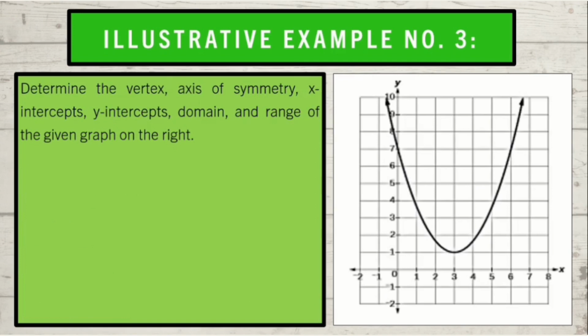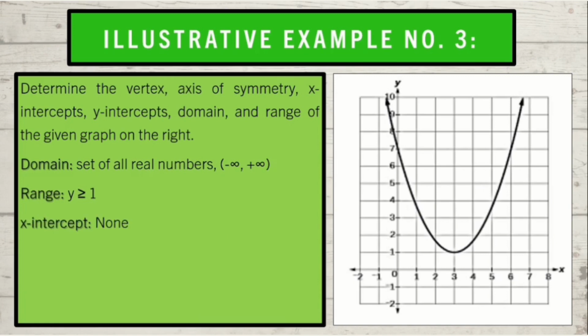Now, let's have example number 3. For illustrative example number 3, we're going to determine the vertex, axis of symmetry, x-intercepts, y-intercepts, domain, and range of the given graph on the right. The domain of the function is the set of all real numbers from negative infinity up to positive infinity. How about the range of the function? Can you now answer this one? Very good. The range of the function is y is greater than or equal to 1.